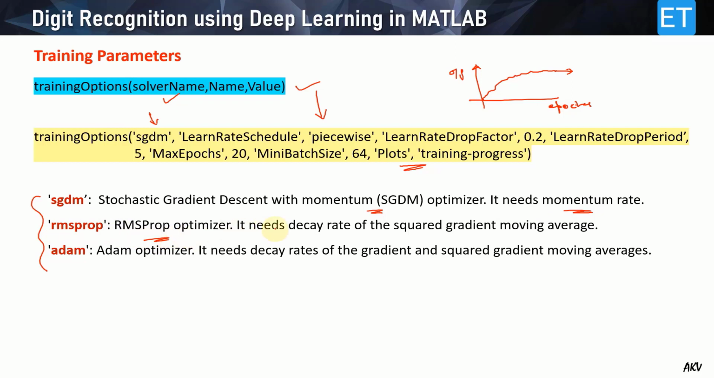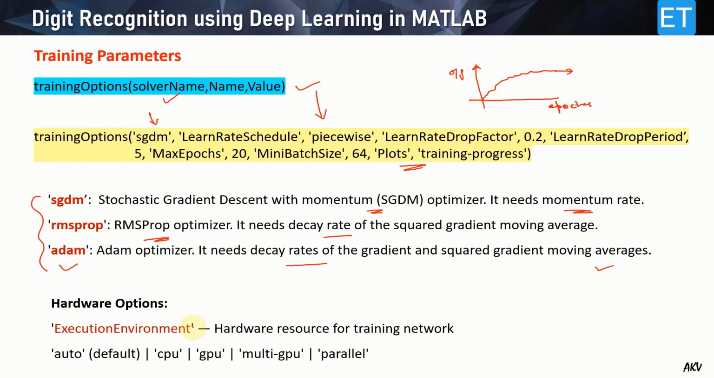And then next is the RMSProp optimizer, and it needs the decay rate of the squared gradient moving average. And if you use the ADAM optimizer, then it also needs the decay rates of the gradient and squared gradient moving averages. The next important thing in the training options is the use of hardware. You can harness the power of the hardware which you are using, such as your laptop or very powerful workstations. You can define that option with the command execution environment.